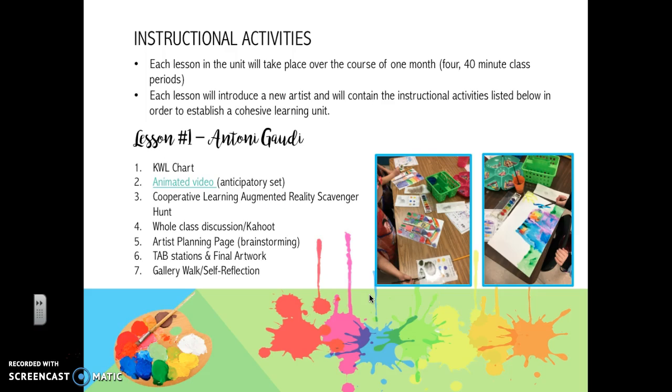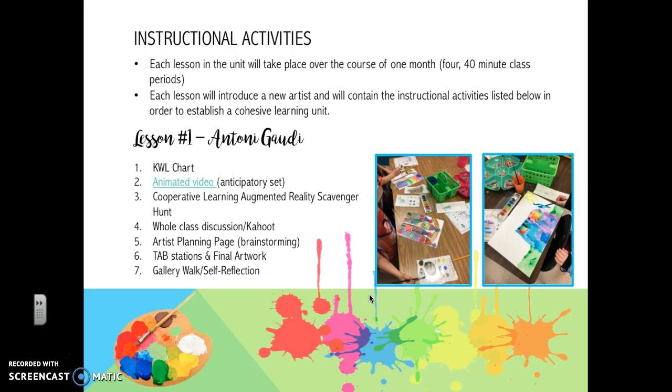Instructional activities. Each lesson in the unit will take place over the course of 1 month, which in turn will be 4 40-minute class periods. Each lesson will introduce a new artist and will contain the instructional activities listed below in order to establish a cohesive learning unit. Like I mentioned, Antoni Gaudí is one of the focus artists, and he is going to be focused on first in the first lesson.